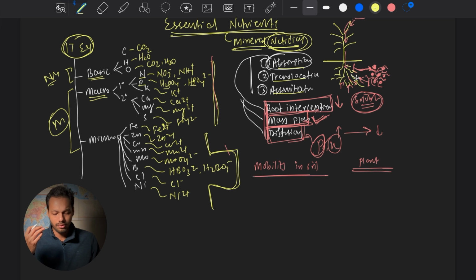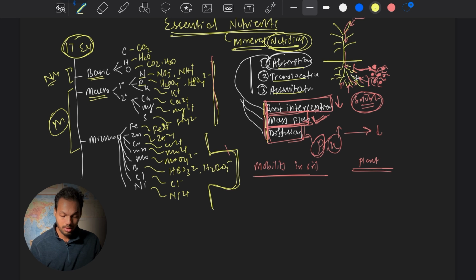The absorption part also we have covered, the absorption by the root system, that is in three forms: root interception, mass flow and diffusion, and mostly the nutrients are taken up or absorbed by the plant through mass flow. This is nothing but the transpiration pull. Along with the transpiration pull, the nutrients get solubilized and enter into the plant system.